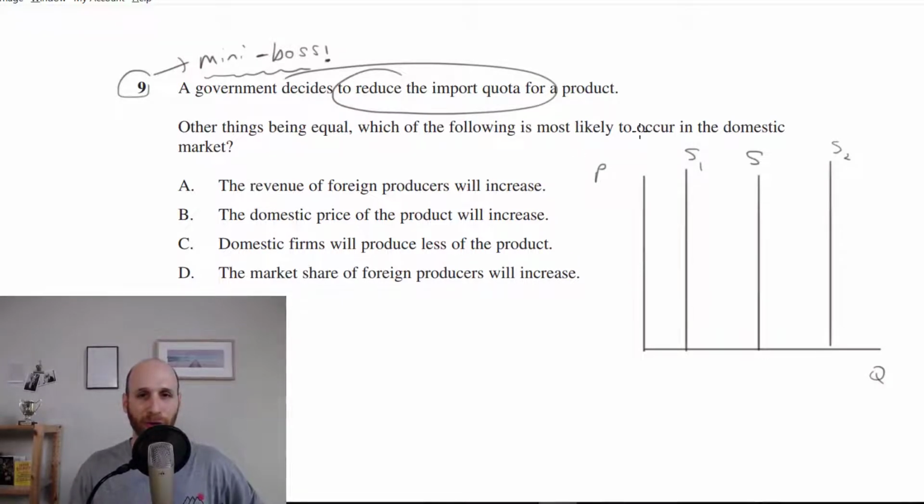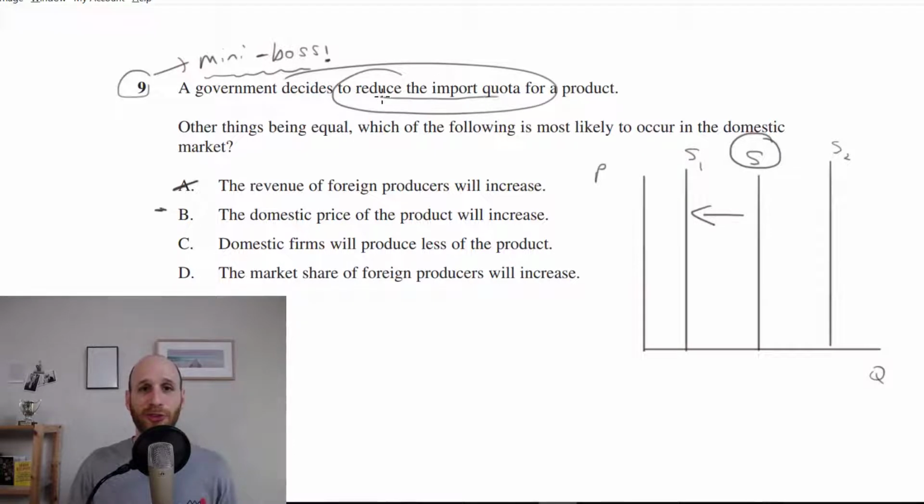So if the government is going to reduce the import quota, let's say we start at S. If it reduces the import quota, then it's going to shift that way. There is going to be less imports coming in, which equates to higher protection. So if we look at it there, well, the revenue of foreign producers won't increase because they can sell less. The domestic price of the product will increase. Well, that's probably true because there is less of it.